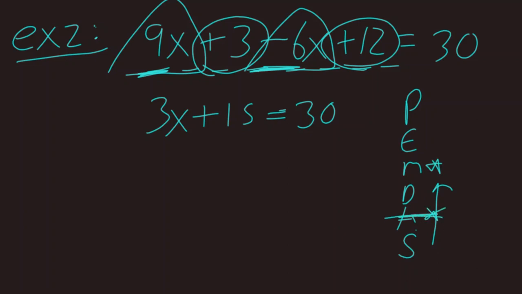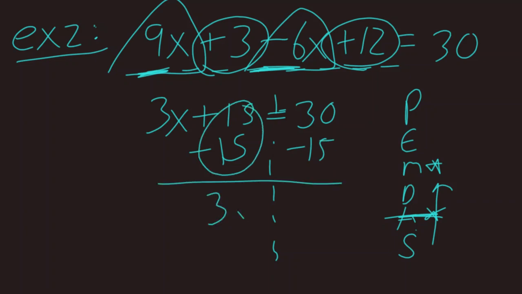addition first. What is the opposite or the inverse of plus 15? And of course we know that that will be minus 15. I draw my brick wall, and what I do to the left, I have to do to the right. Now, once those go away, I have 3x equals 30 minus 15, which we know is 15.